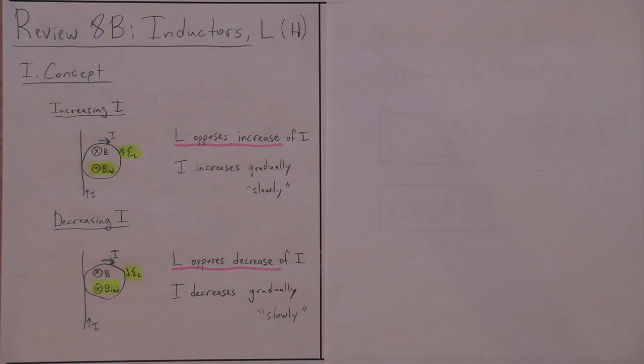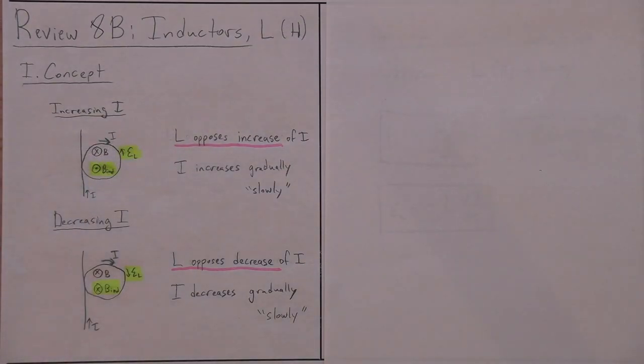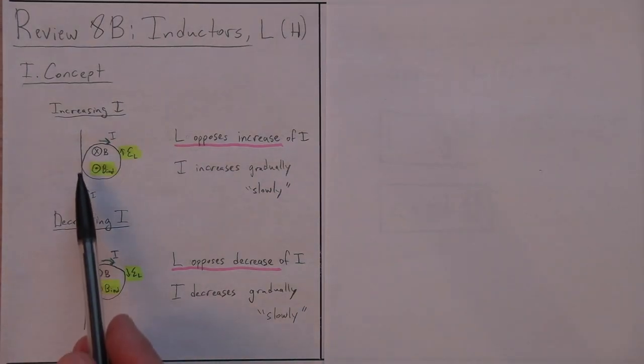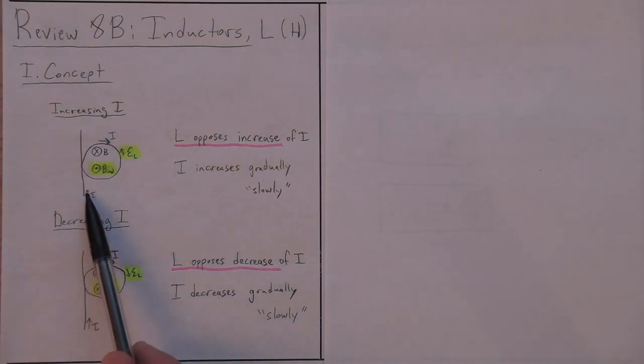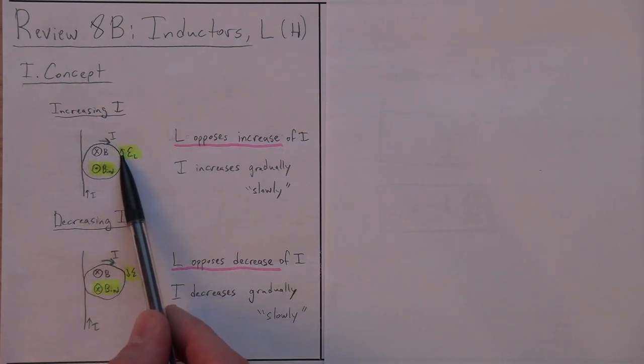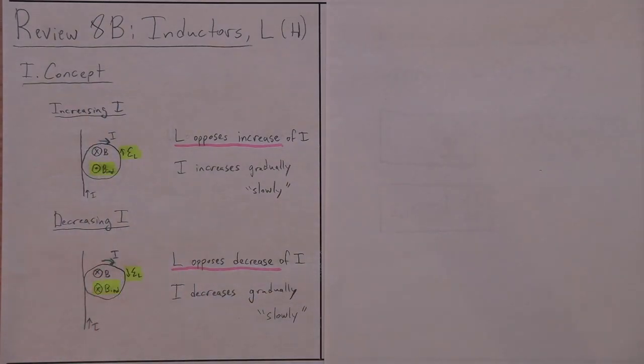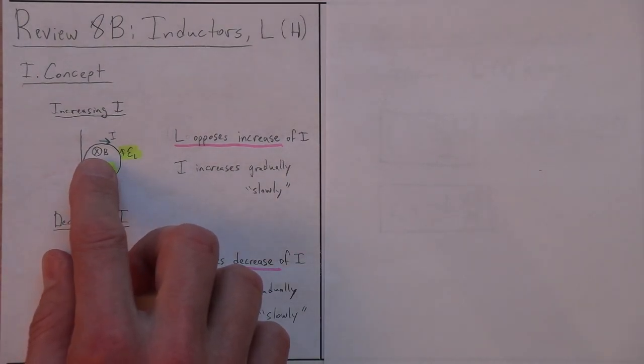Okay, so first of all, the symbol for inductors is capital L, and it's measured in henries. The concept of an inductor is any wire loop, could be any wire loop. So I have here just a simple wire loop like this, and the current is coming up like this and around in the clockwise direction, and then it continues on upward. And by the way, that creates a magnetic field into the paper.